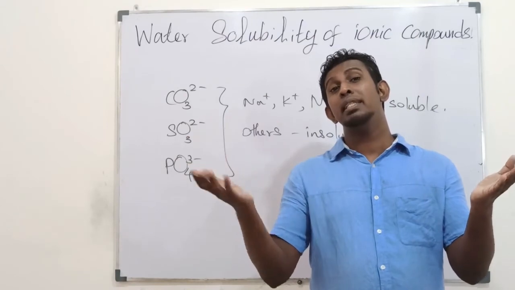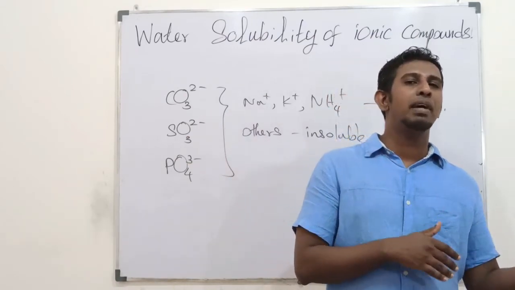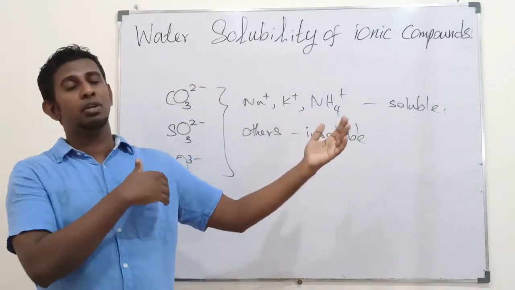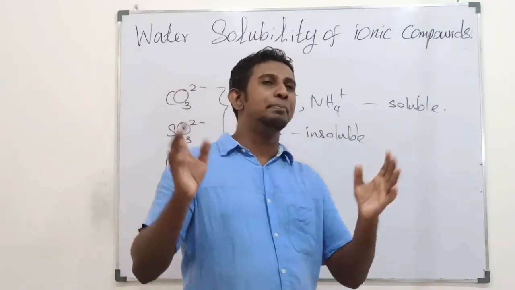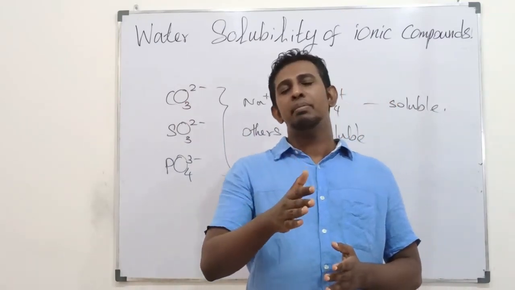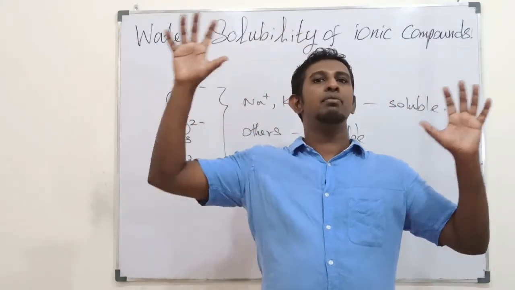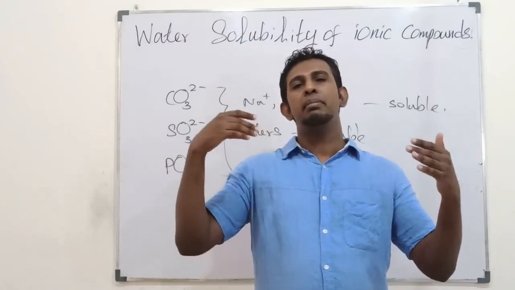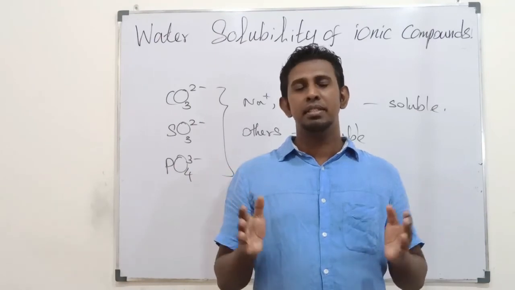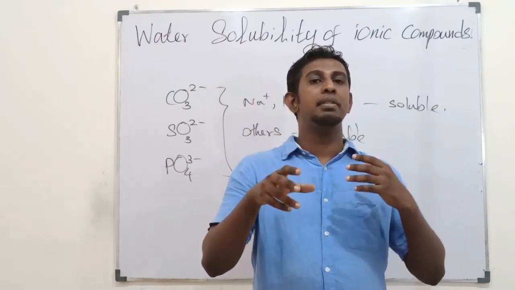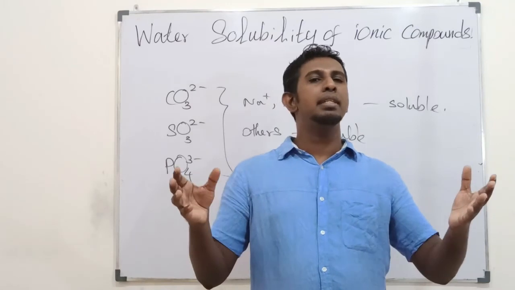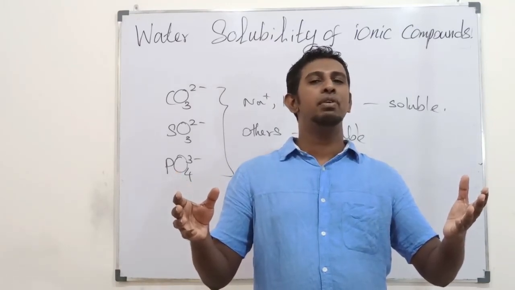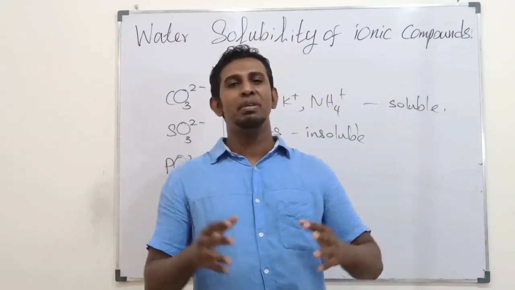except s block, all the other sulfides are insoluble. Ammonium sulfide and s block sulfides are water soluble. Then students, last but not least, carbonates, sulfides and phosphates. When you take those substances, only sodium, potassium, ammonium are water soluble: soluble carbonate, soluble sulfide, soluble phosphate. All the other carbonates, sulfides, and phosphates are water insoluble.